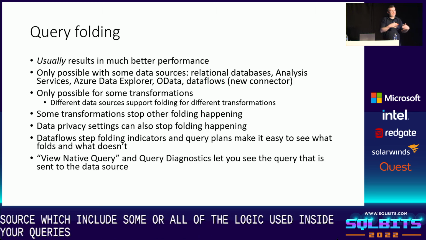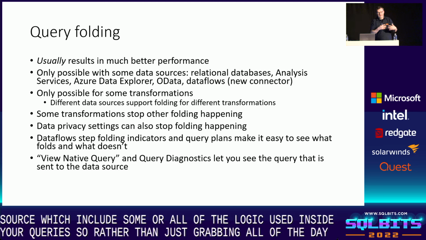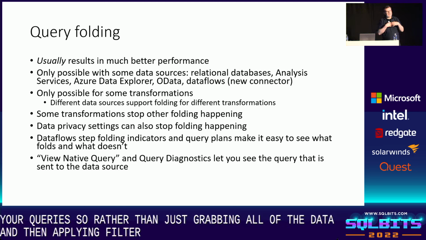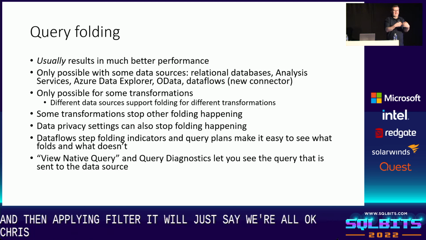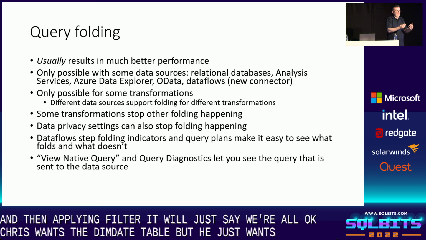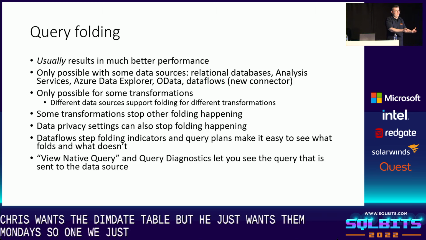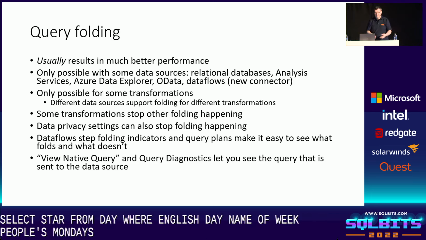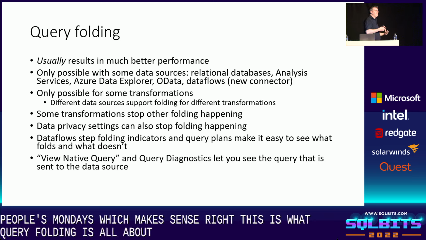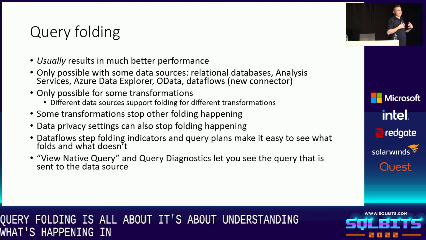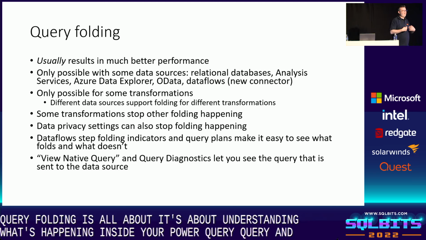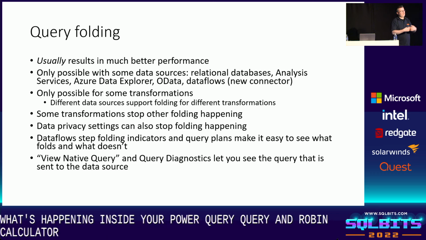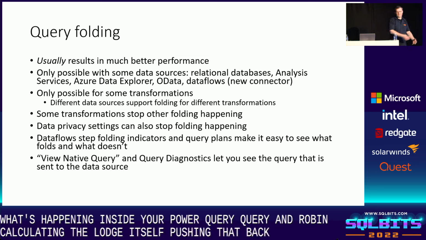So rather than just grabbing all of the data and then applying a filter, it will just say, well, OK, Chris wants the dim date table, but he just wants the Mondays. So why don't we just generate a SQL query that says, select star from dim date where English day name of week equals Monday, which makes sense, right? This is what query folding is all about. It's about understanding what's happening inside your Power Query query, and rather than Power Query doing the logic itself, pushing that back to the data source.